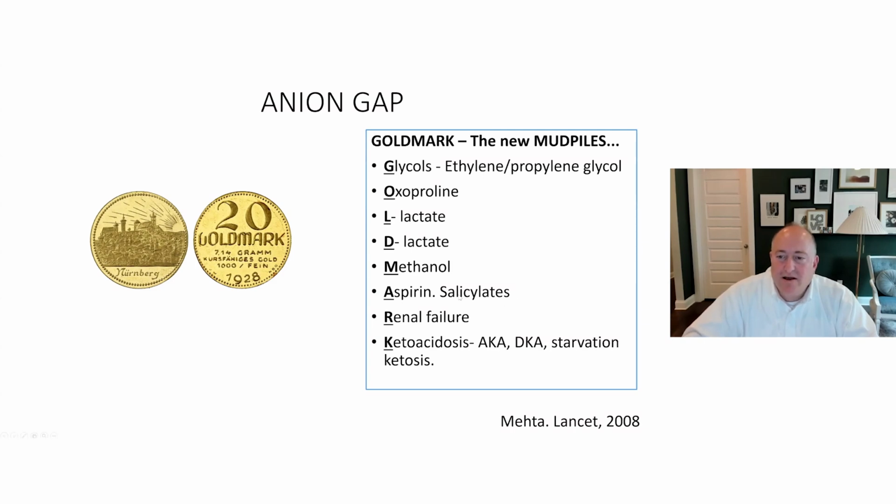We have methanol, salicylates, and then ketoacidosis. What I like about this, it includes the 3 forms of ketoacidosis: alcoholic, DKA, and starvation ketoacidosis.